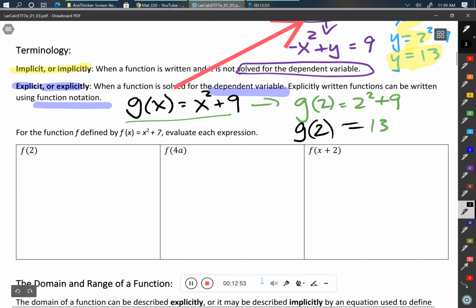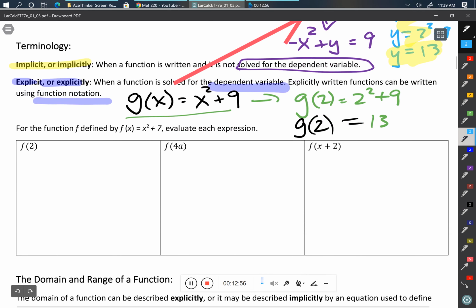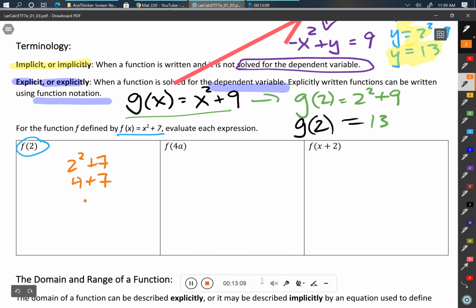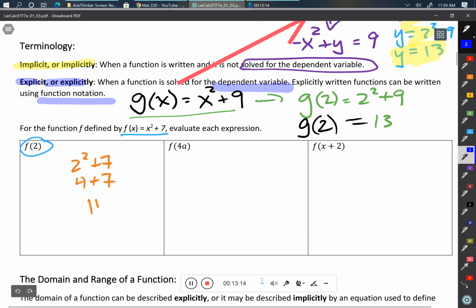For example, here I have a function, f of x equals x squared plus 7. I want to evaluate for each of these expressions. Over here I want to do f of 2. First thing I'll do is I'll show you how not to do it. Don't do this, because that's not right. This is correct. f of 2 equals 2 squared plus 7, which equals 11. So now I know that it was the function f defined when x is 2 and its value is 11.